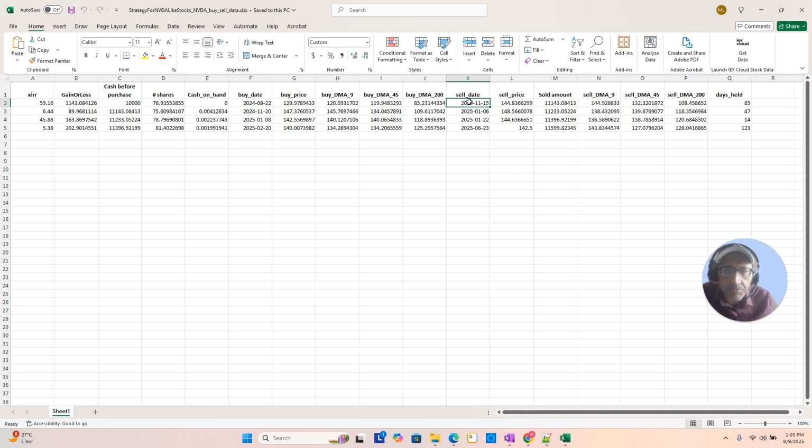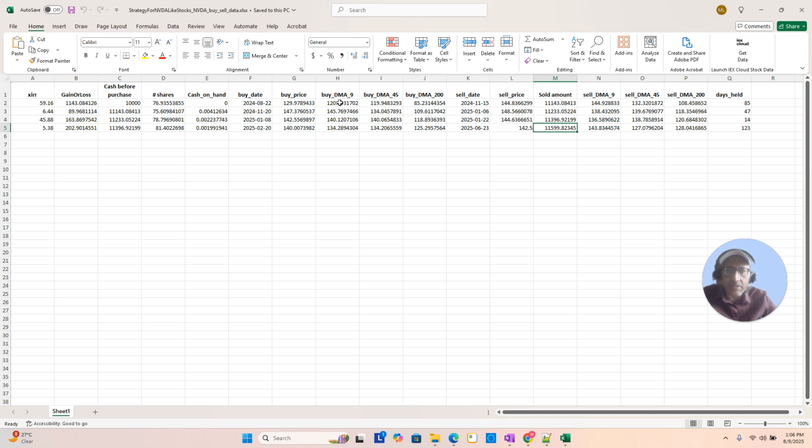Then the first one was sold on 15th of November 2024. That's when the sell criteria was met. We have the sell price, sold amount, and all the DMAs. We sold at $144, we bought at $129. That's like a 59% gain for that specific transaction. And then all the way to the end, which is 23rd of June, we sold at 11,599. So we started off with 10,000 and ended up with 11,599 on 23rd of June.